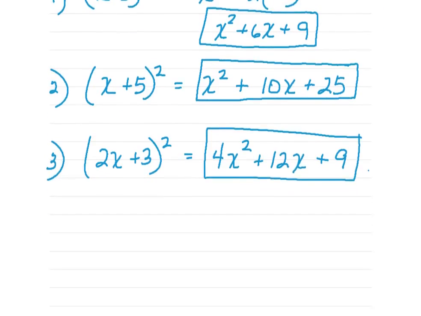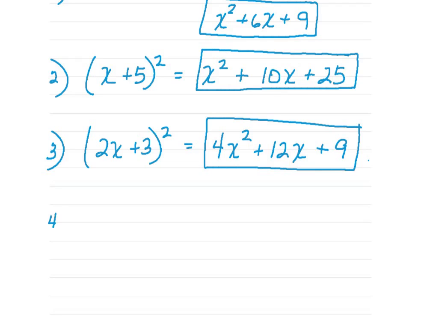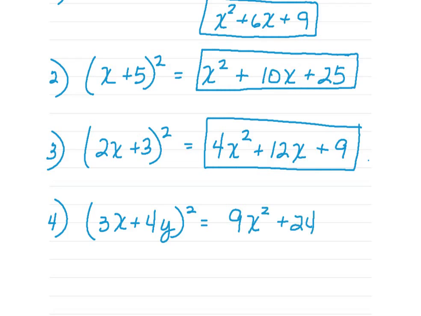Try number 4 on your own. 3x plus 4y squared. Go ahead and pause the video, work out the problem following the pattern, and then check your answer. The answer is 9x squared plus 24xy plus 16y squared.